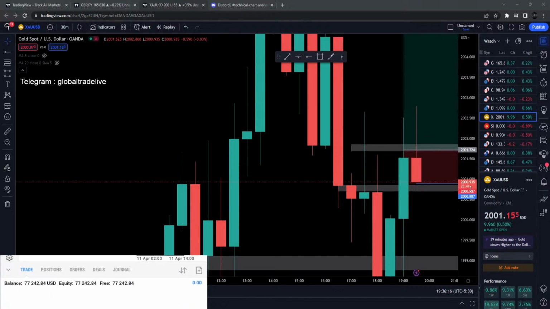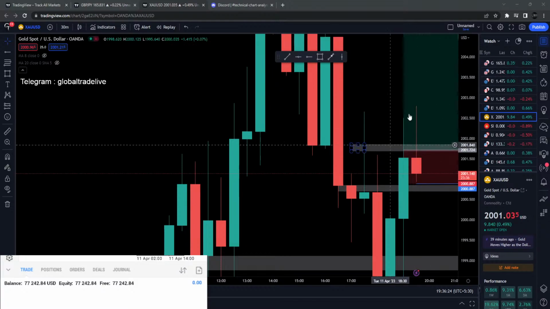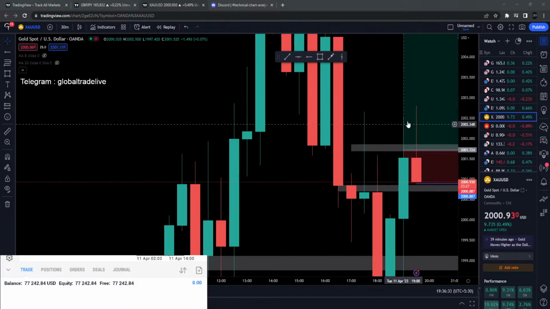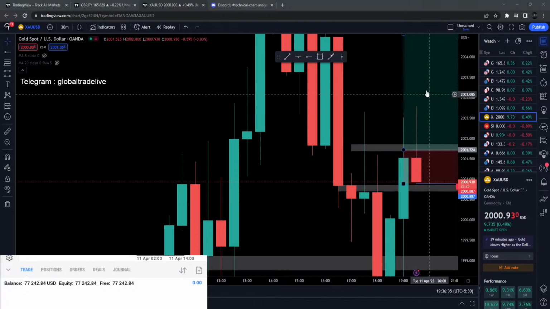Okay, so the stop loss has been hit and we lost around 7.6 pips in the total trade. Yeah, so this is how everybody should be managing their stop losses.